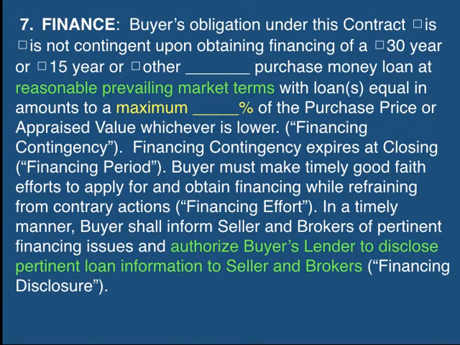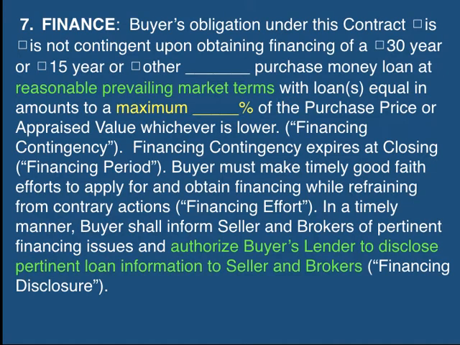Or the front will say finance and cash or finance, and then there'll be nothing here. So be sure that what you put on the front matches what this is. So if it is contingent on financing, you want to check the box that it is. If it is not because you have cash, then your check is not. And then the rest of the blanks you put in NA.